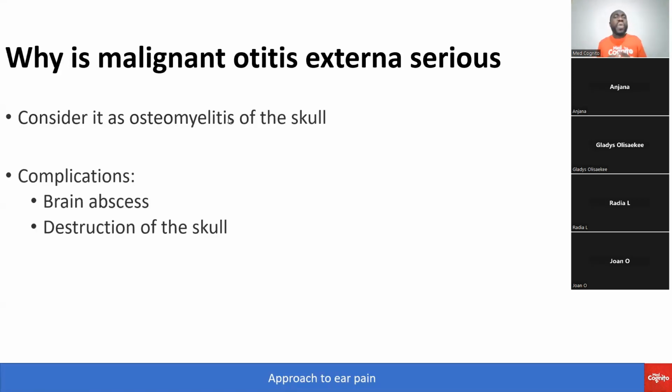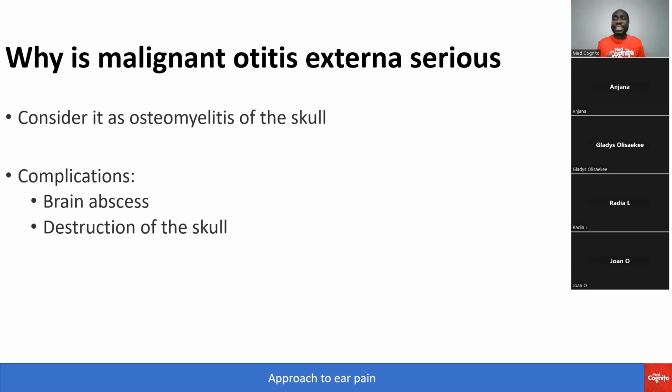And why is malignant otitis externa serious? Because it has a high mortality rate, since you're thinking about osteomyelitis of the skull. Even with osteomyelitis of the limb bones, look at how seriously infectious disease specialists take it. Can you imagine osteomyelitis of the skull? That is highly mutilating. The patient can easily die.